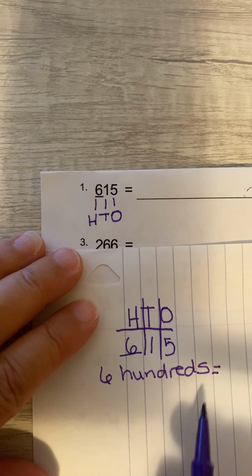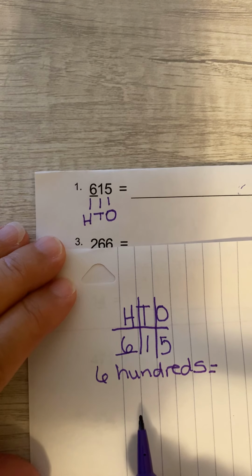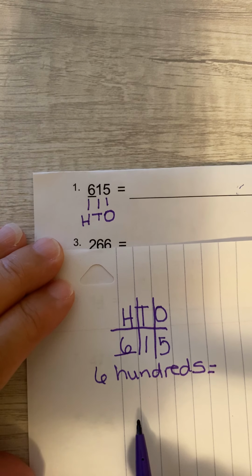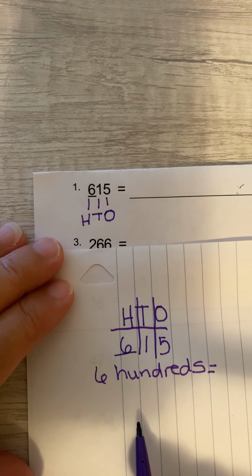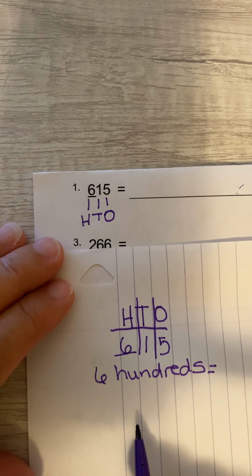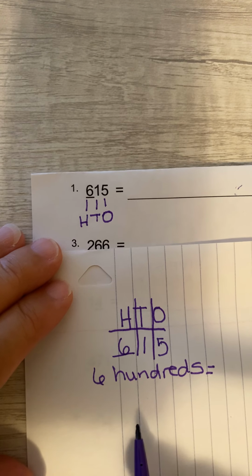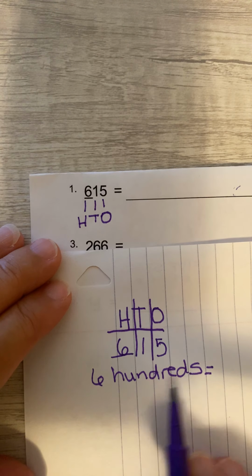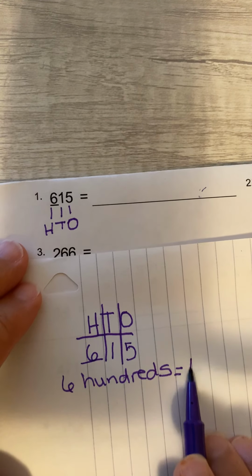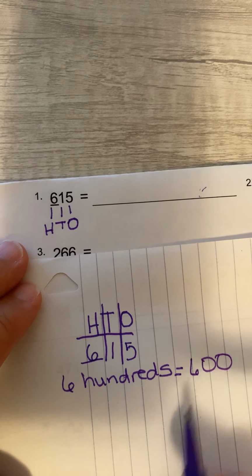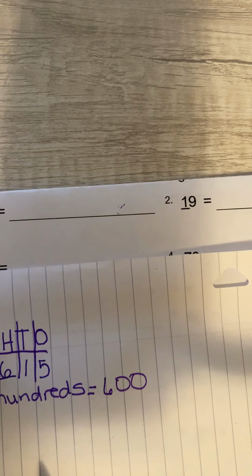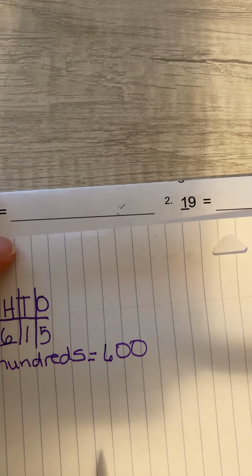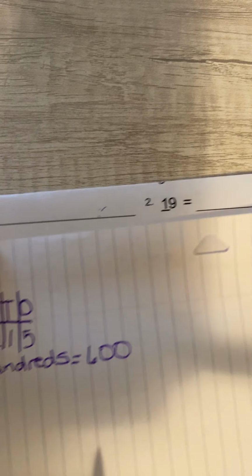If I had those little flats like we used last week, I would have 6 of those. That would mean I would count by hundreds, and I would have 100, 200, 300, 400, 500, 600. So 6 hundreds is equal to 600.